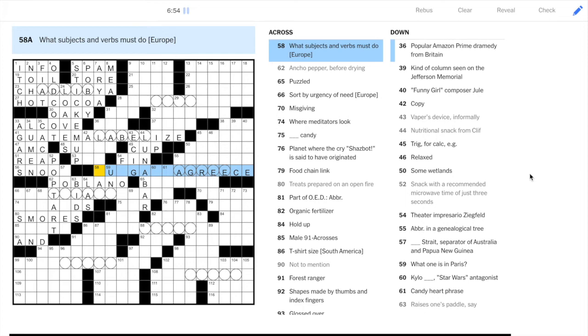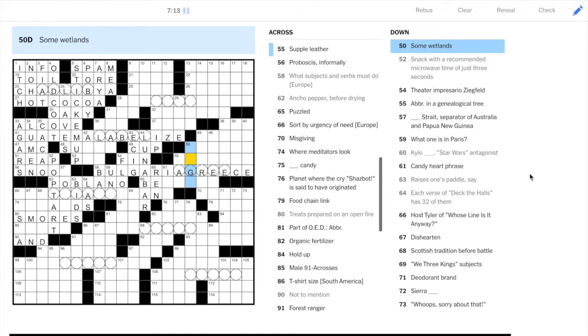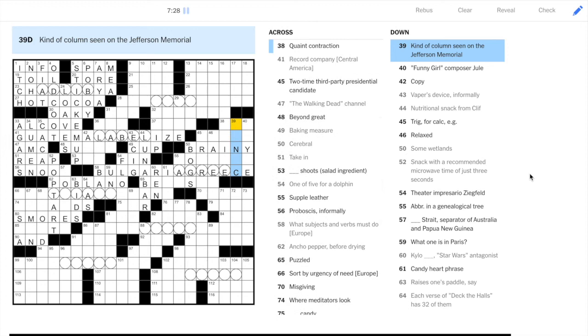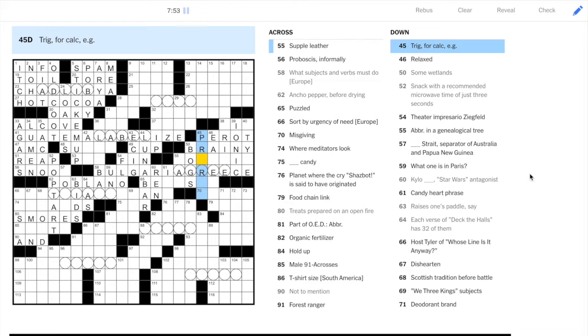So what country borders Greece? Bulgaria. Kylo Ren. Here's a plural, so we have S, so this is bogs. Cerebral is brainy. Let's see if we can fill in this corner. Kind of column, ionic. Ooh, no clue on 40 down. This is Ross Perot. 45 down. Trig for calc, so that's a prereq. Misgiving is a qualm.